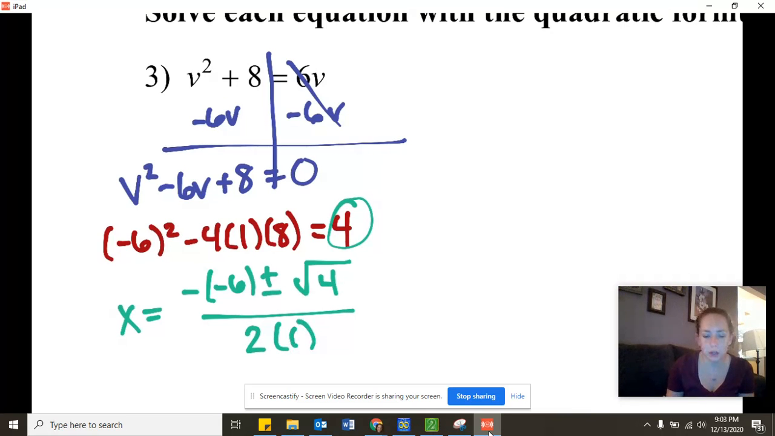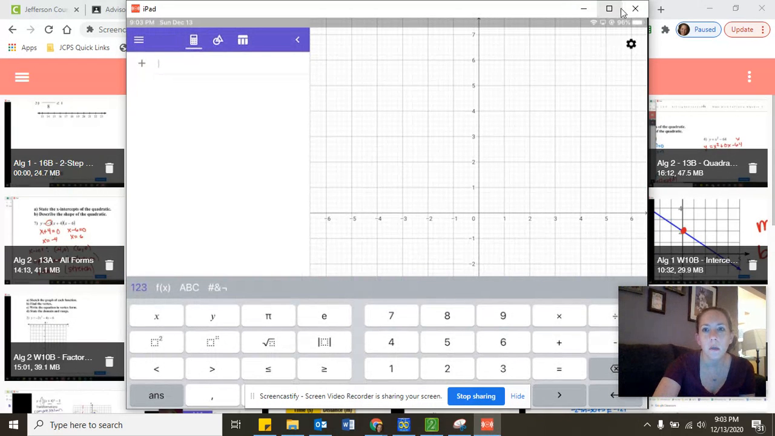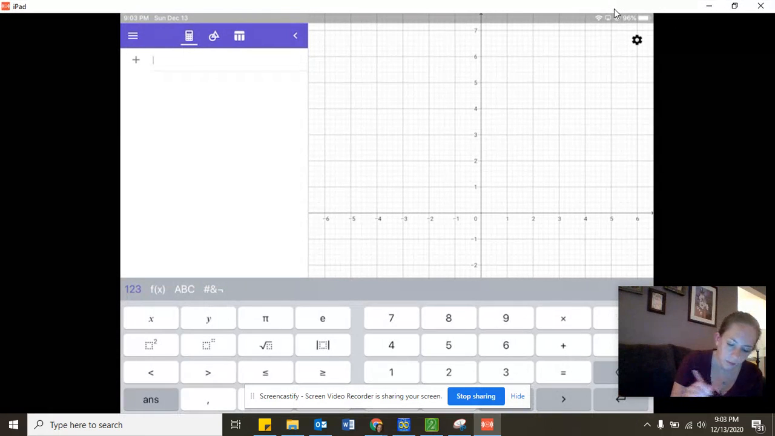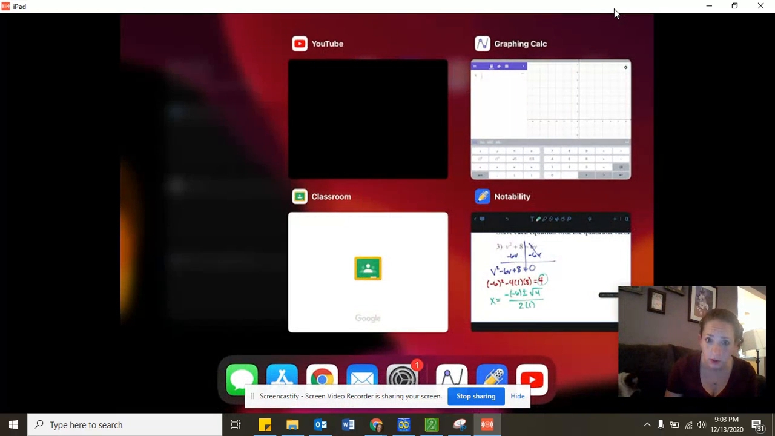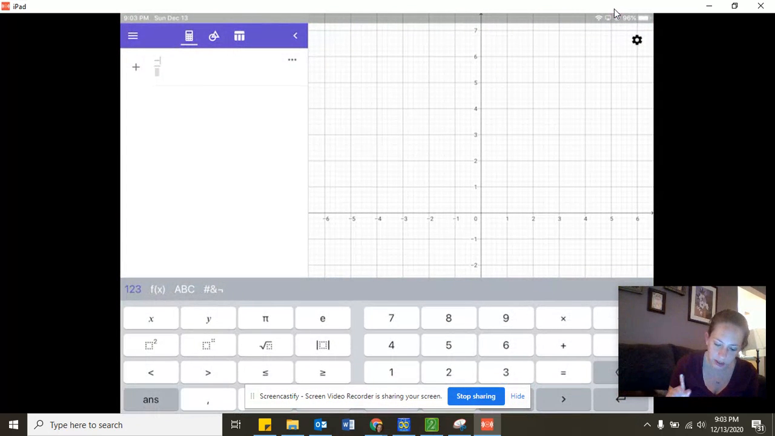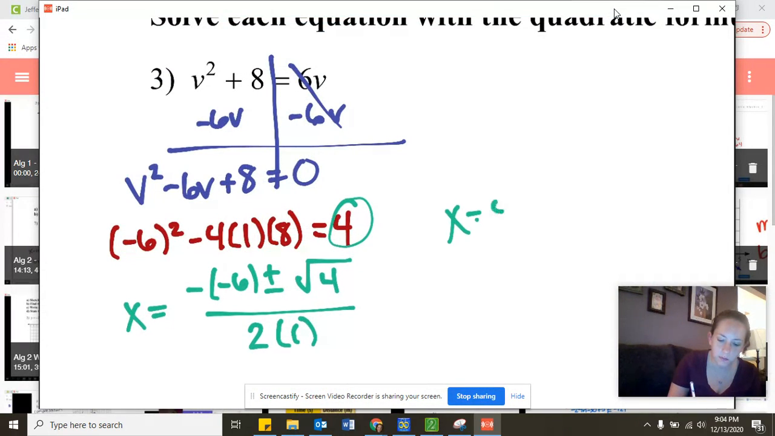So I'm going to go over to the calculator. And I'm going to hit divided by. Go ahead and do that first. So negative 6, which is going to turn into just positive 6. Remember, one time with plus. I'm going to hit enter. So one of my answers is 4. So I've got x equals 4.